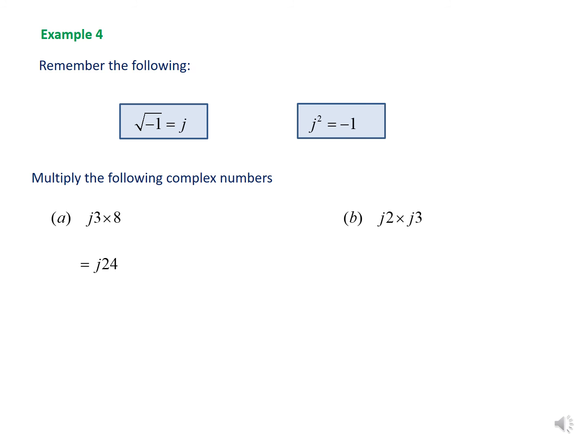Slightly trickier, j2 times j3. Well, the 2 times the 3 gives us 6, but the j times the j gives us j squared. But as we say at the top of the page there, j squared is negative 1, so the final answer is negative 6. So need to take care when j times j appears in your solution, because you're going to have a j squared, and that itself is going to be equal to negative 1. So these ideas are going to follow on in a minute in the next examples.